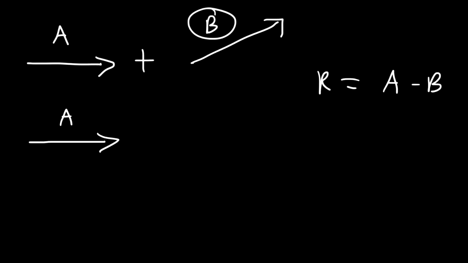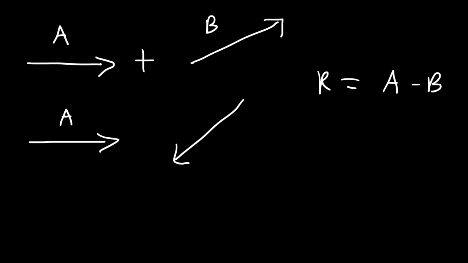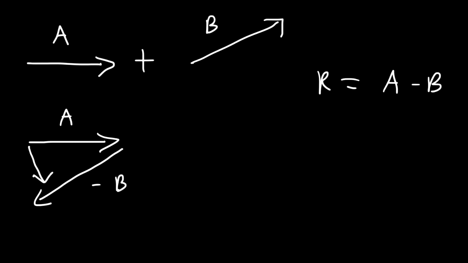So if positive B is in that direction, negative B is in the reverse. So now what I'm going to do is take this vector and put it on the tip of the first vector. So that's negative B. So the resultant vector R, you need to connect it from where you started, the initial position, to where you ended, the final position. So that's the resultant vector R.